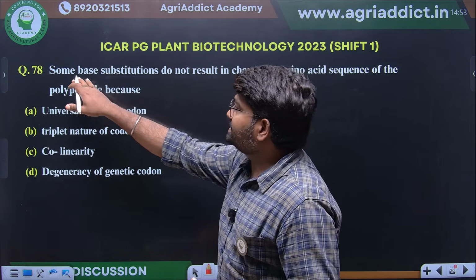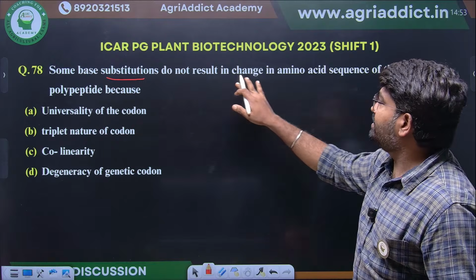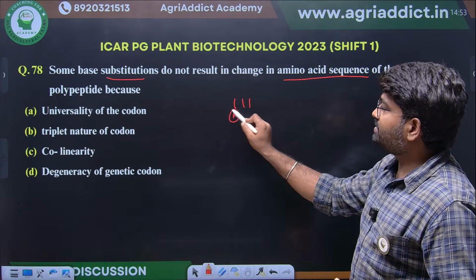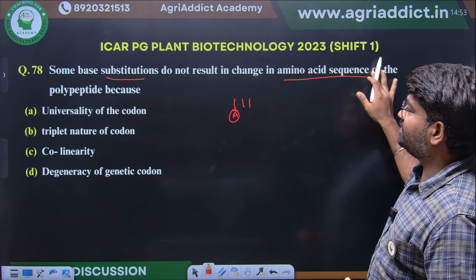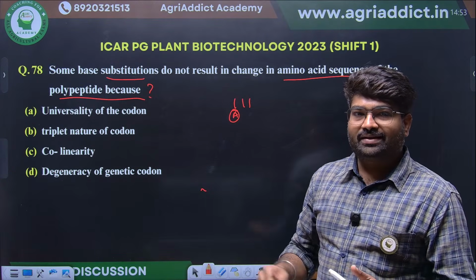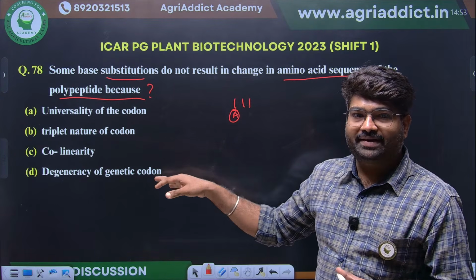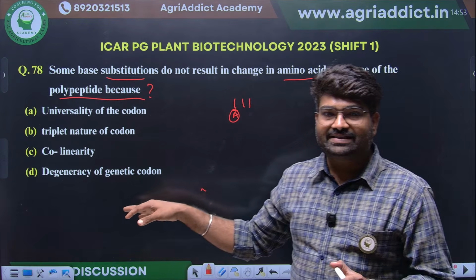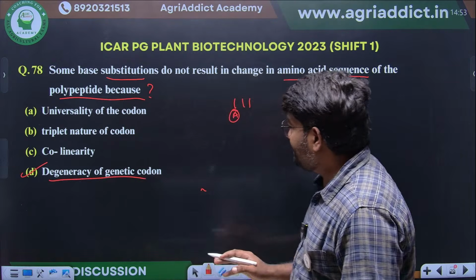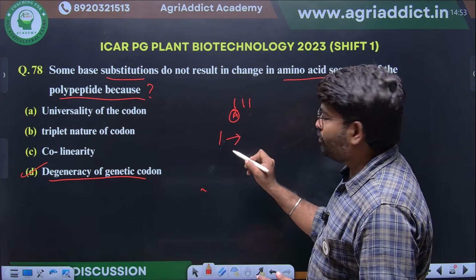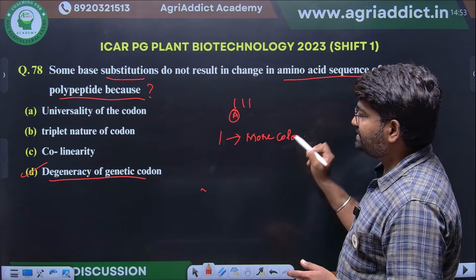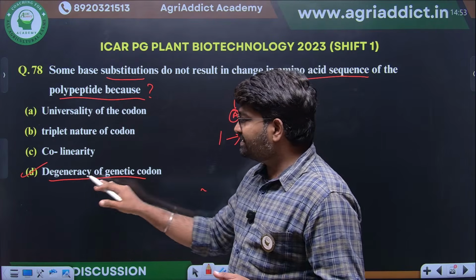Some base substitution. Read the question properly. Some base substitutions do not result in change in amino acid sequence. If a base is substituted, that is not changing the amino acid sequence of the polypeptide. Why? Because of what property of the codon? Universality of the codon, triplet nature of the codon, collinearity, or degeneracy of the genetic code? Yes, degeneracy of the genetic code. We know a single amino acid can be coded by more than one codon. This is due to degeneracy of the genetic code.